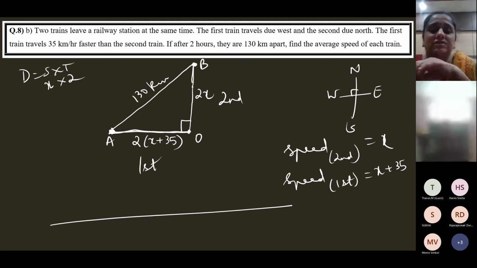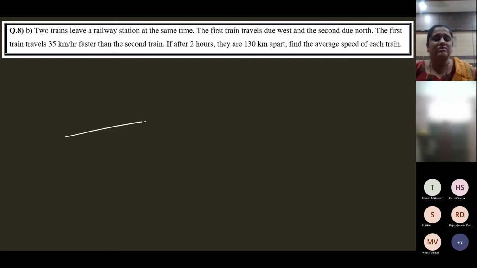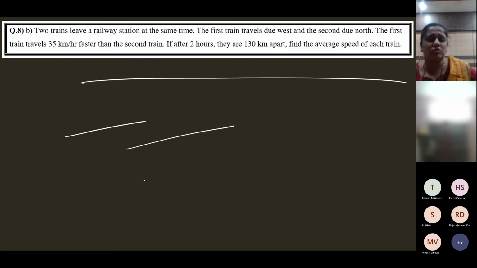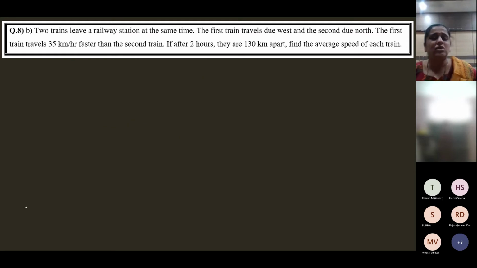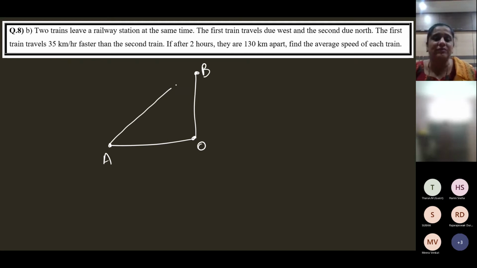So what are the things here? The directions are perpendicular to each other, so we get a right triangle. And how will you represent the railway station? By a dot. Don't draw the train, the platform. Everything is just a dot. This is the railway station. One train goes like this, the other train goes like this. So O is the railway station. A is the position of the first train after 2 hours. B is the position of the second train after 2 hours. This is the distance between them after 2 hours, which is 130 kilometers.